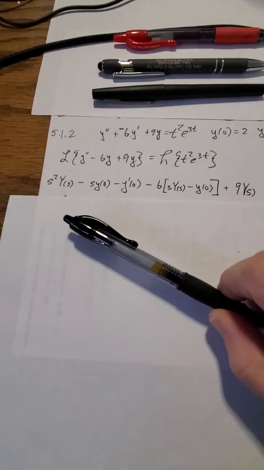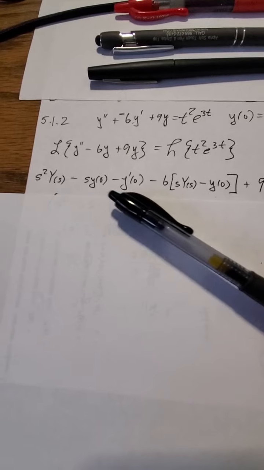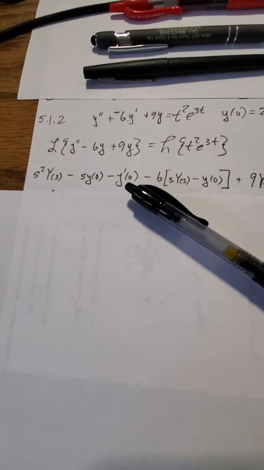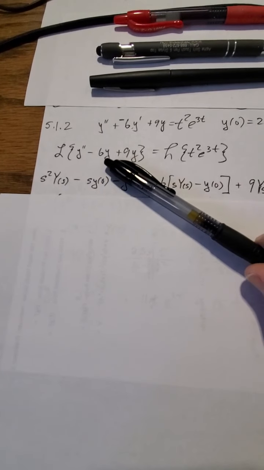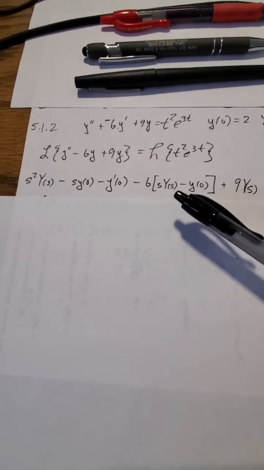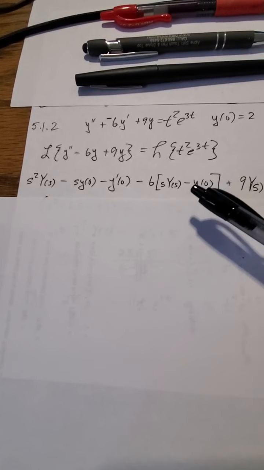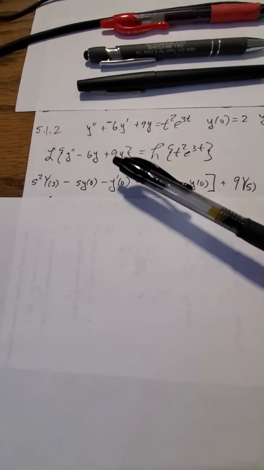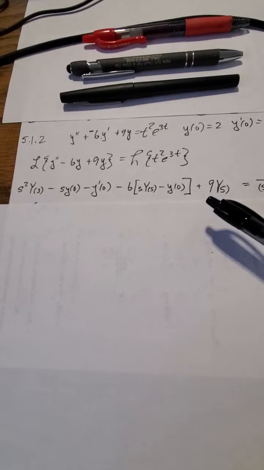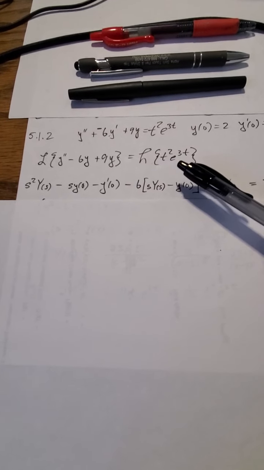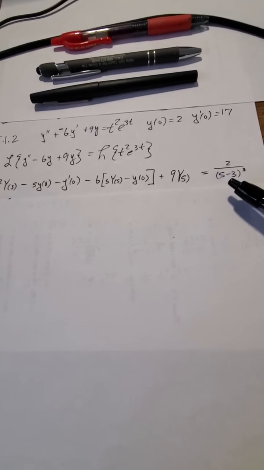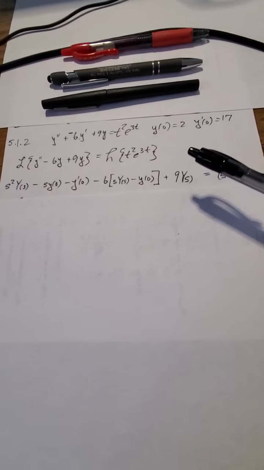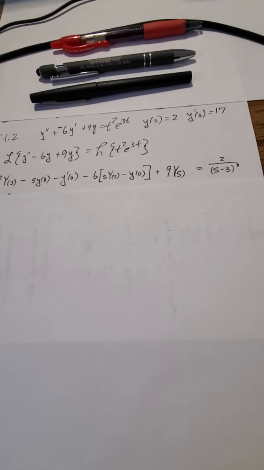s squared capital Y of s minus s small y of 0 minus small y prime of 0, that's our first term. And then for the middle term, the minus 6y, I get minus 6 times s capital Y of s minus small y of 0. And then plus 9y just becomes 9 capital Y of s. And the Laplace of the right side is 2 over s minus 3 cubed. That 2, by the way, is something we know from our toolkit and a little creativity.